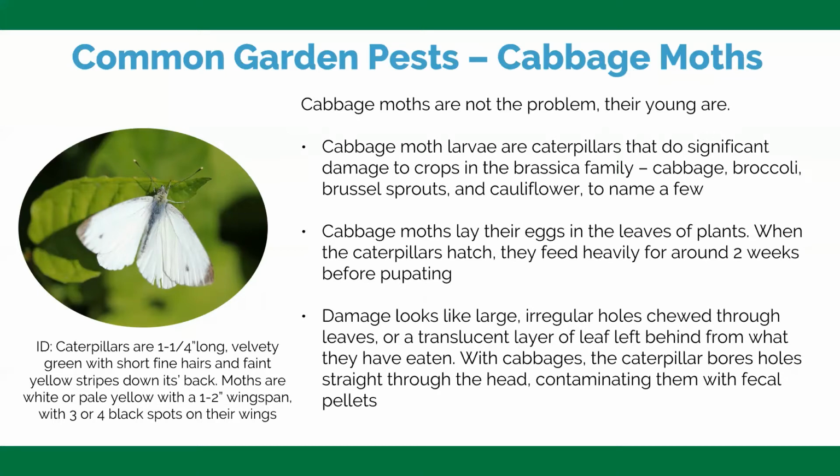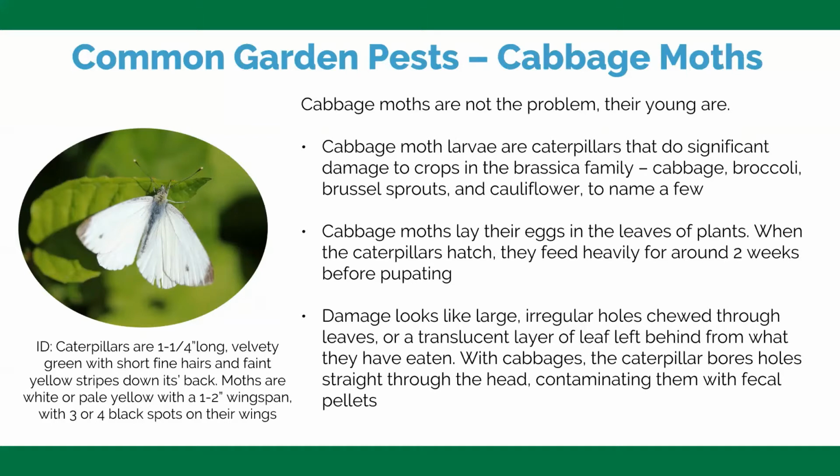So the cabbage moth larvae are caterpillars, and they do a pretty significant amount of damage to crops that are in the brassica family. Those are things like cabbage, broccoli, Brussels sprouts, and cauliflower, just to name a few. Why they're a big deal is that cabbage moths lay their eggs in the leaves of plants. And then when those caterpillars hatch, they feed really heavily for around 2 weeks before they pupate and turn into adults. The damage looks like large irregular holes chewed through your leaves, or a translucent layer of leaf left behind from what they have eaten.